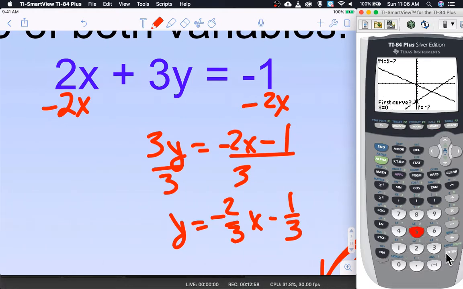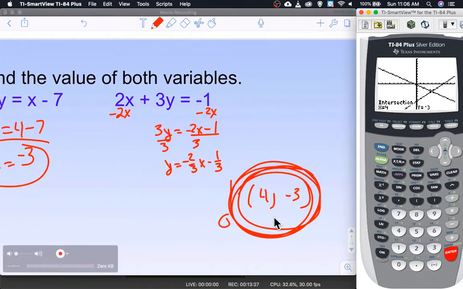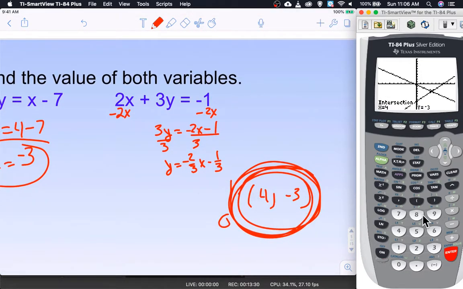First curve, which line are we talking about? Well, right now my cursor's on this line. Sure, that line. Second curve, my second line, it's on this one right now. Yes. And then guess. Where is this intersection happening? I'm just going to go over a little bit. You just want your cursor to be close to the intersection point. I hit enter, and it calculates, and it gives me the intersection: x is 4, and y equals -3. And look at that, 4 and -3.